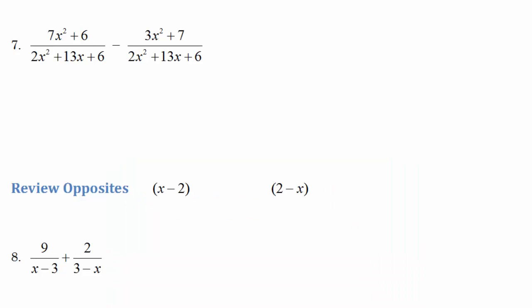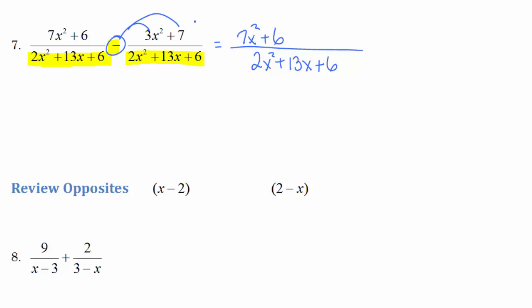Let's do one more of these. We have the same denominator. We also have a minus sign. So I'm going to keep the denominator. I'm going to keep the numerators because I'm going to distribute that first. It only takes a second or two. It's worth it.